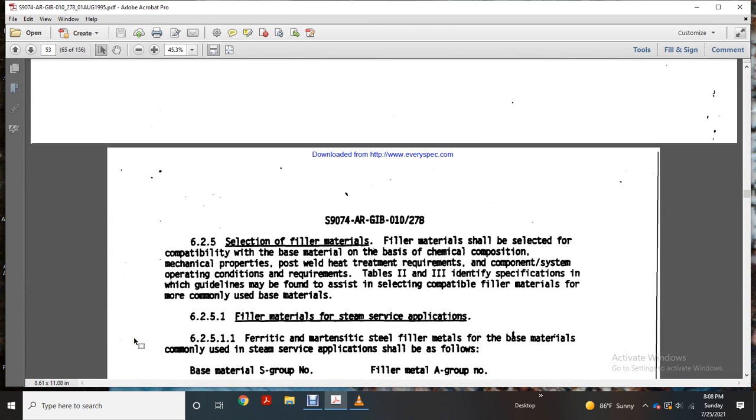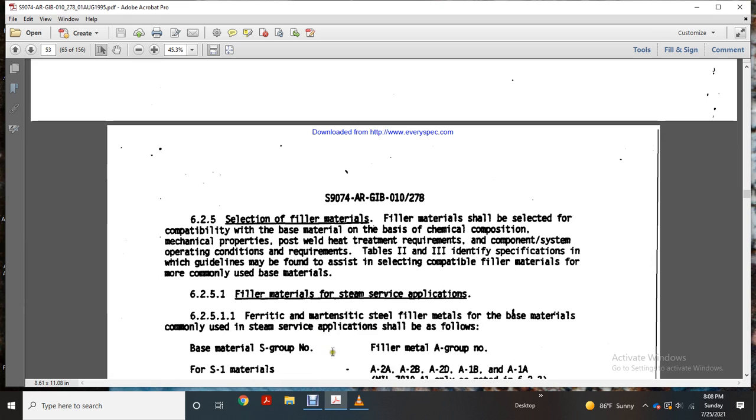Alright, 625, selection of filler material. Filler material should be selected to be compatible with the base material in chemical composition, mechanical properties, post-weld heat treatment requirements, and operating conditions, as required in Tables 2 and 3. Identifying specifications for welding may be found in the system for selecting compatible filler material more commonly used with the base material. Filler material for steam applications of ferritic and austenitic steel with the base material commonly used for steam applications should be as follows.